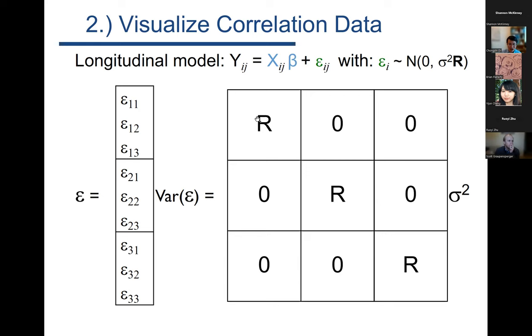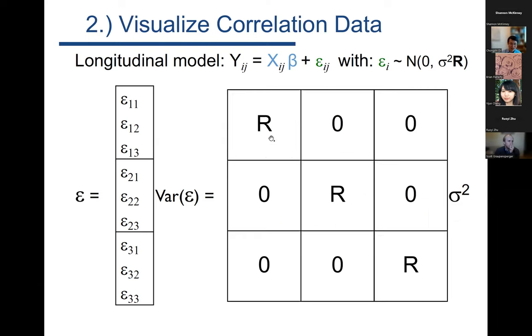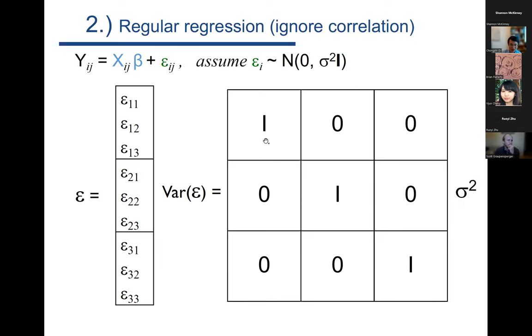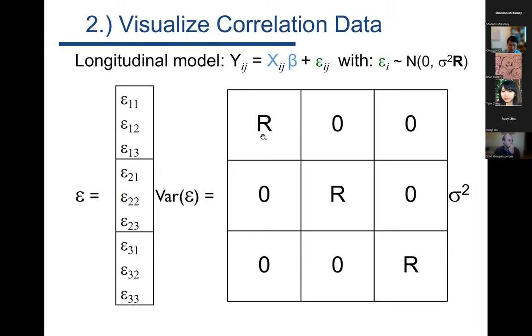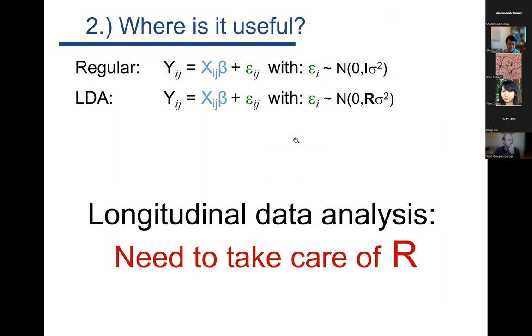Now, if you use R to denote this whole correlation matrix within subject, your whole overall covariance matrix has this type of form. Compared to regular regression, where you assume independence, within each subject you still have independence. So as you can see, the main difference is this correlation in longitudinal data versus independence in regular regression.